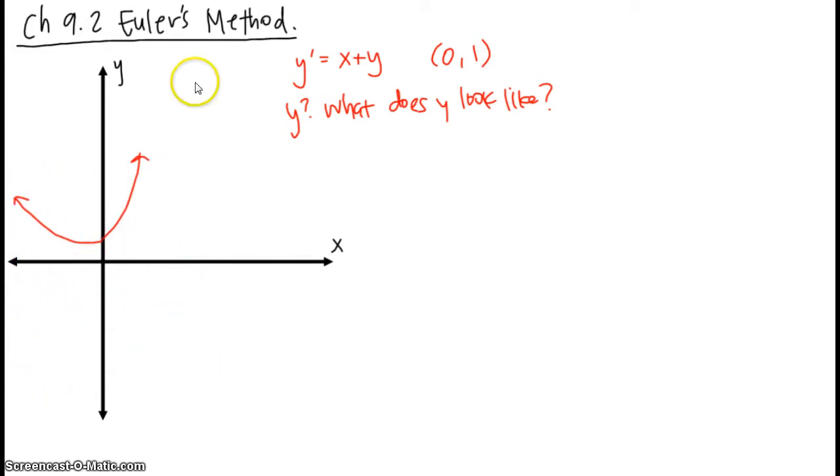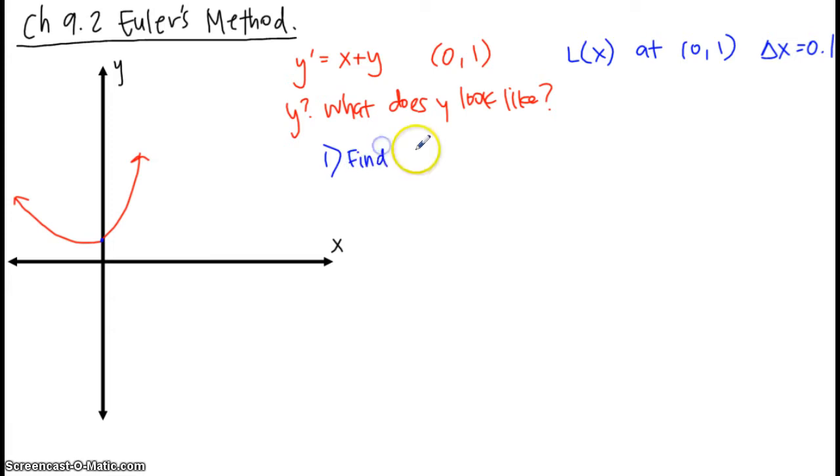Now, what I'm doing with that curve, what I'm doing with Euler's method, is I'm finding a linearization model. So I'm starting at 0, 1, and I'm going to find a linearization model at 0, 1. And I'm going to use that to approximate the next step. So if my change of x, they'll tell you what your change of x should be. So let's say my delta x is 0.1. So my first step is to find L of x at 0, 1.